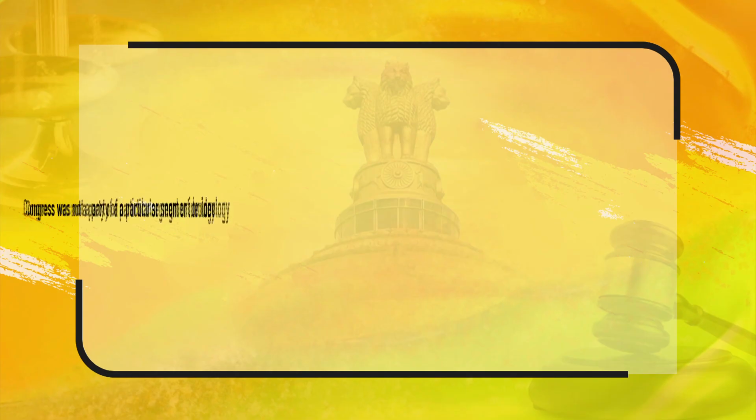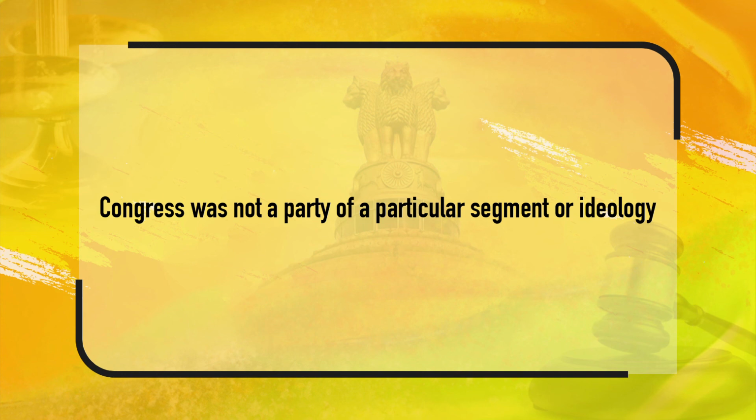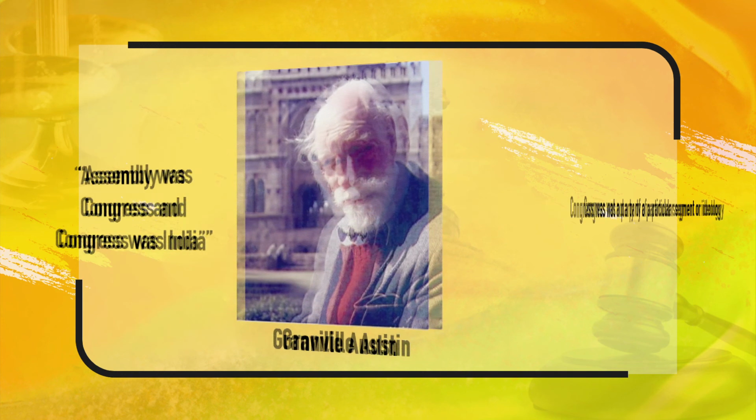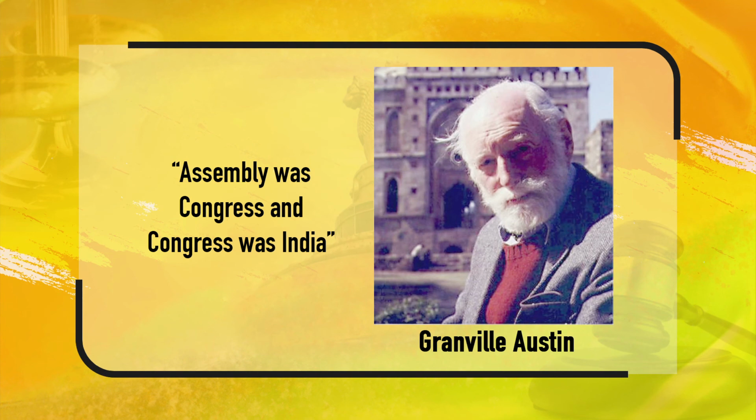After the partition of the country, the position of Congress became predominant in the Constituent Assembly. However, Congress was not a party of a particular segment or ideology. It was, as Granville Austin wrote, "Assembly was Congress and Congress was India." It was an umbrella party and reflected the socio-cultural, economic and political diversity of India. The Congress even elected non-Congress members to the Constituent Assembly to benefit from their experience and knowledge. Every shade of opinion was represented in the Constituent Assembly.